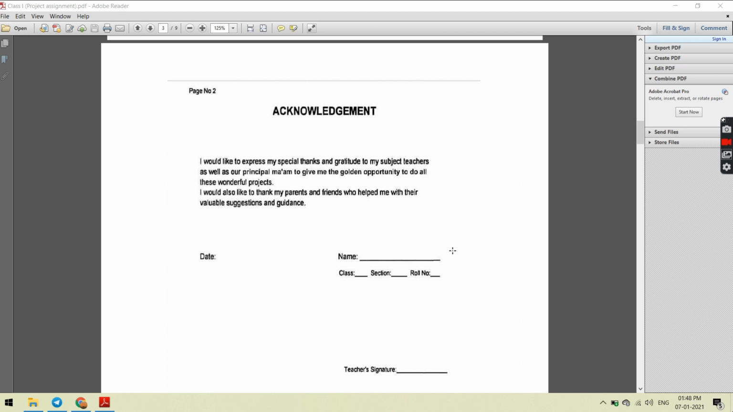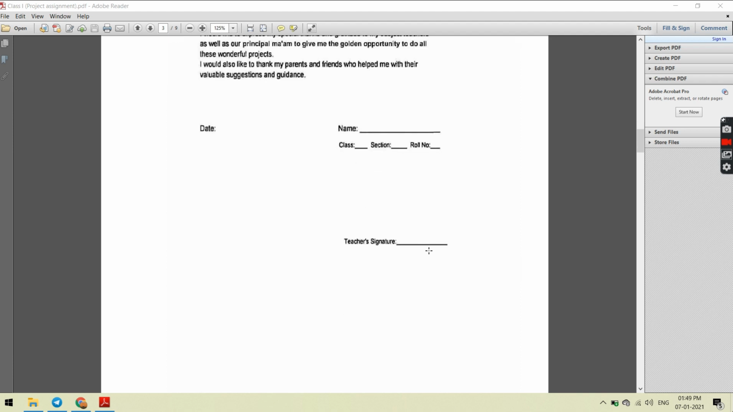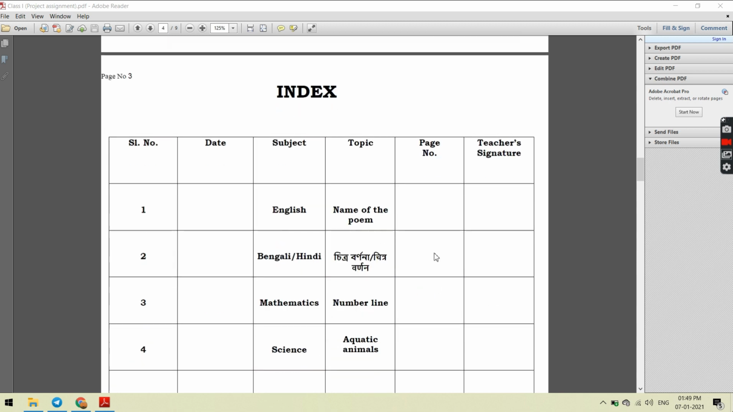Next, acknowledgement. Write down, I would like to express my special thanks and gratitude to my subject teachers as well as our principal ma'am for giving me the golden opportunity to do all these wonderful projects. I would also like to thank my parents and friends who helped me with their valuable suggestions and guidance. Date, name, class, section, roll number, and then teacher's signature.